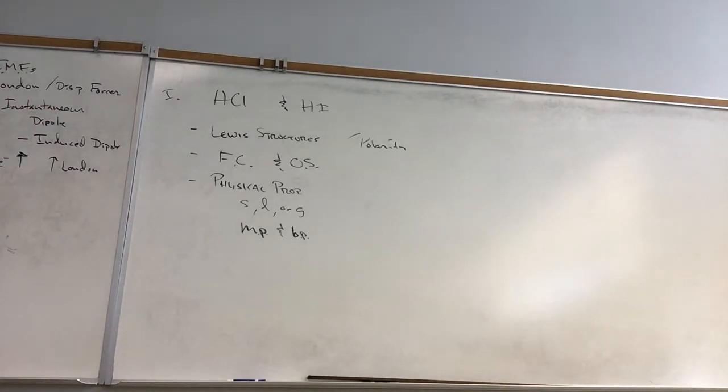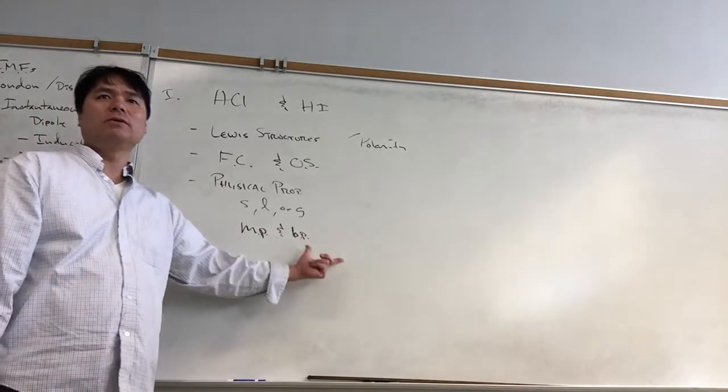But we don't just have London. We have dipole attractions, right? Dipole. And so the bigger the dipoles, which we represent in different ways. We can use these delta pluses and delta minuses. These are partial charges, so not full charges. And so the bigger the dipole, the stronger the attractions. The stronger the attractions, the higher the melting point, the higher the boiling point.